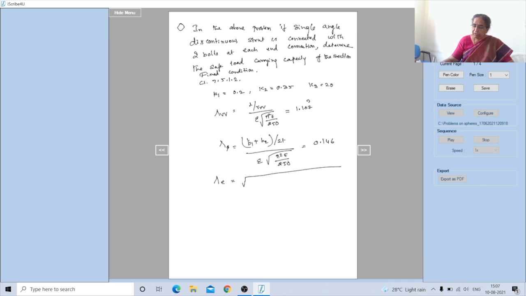Lambda e is the square root of K1, which is 0.2, plus K2, which is 0.35, into lambda VV, 1.107 square, plus K3 into lambda phi square. So K3 is 20, lambda phi is 0.146 square. So you will get 1.102.